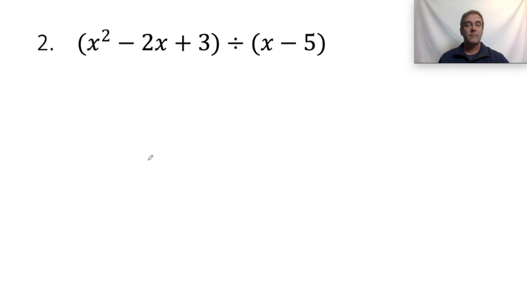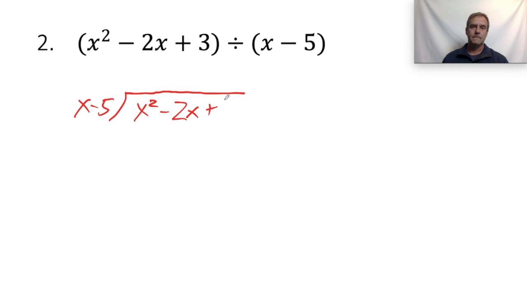Problem 2. X squared minus 2x plus 3 divided by x minus 5. Once again, before we can do anything else, it needs to be written as a long division problem. Here we go. How many times does x go into x squared? Or more specifically, x times x makes x squared. That's what goes up here.